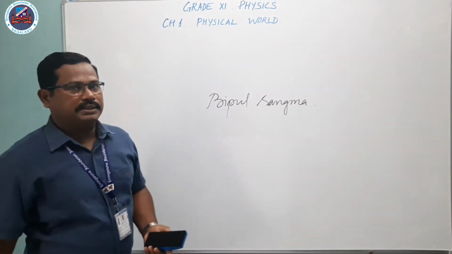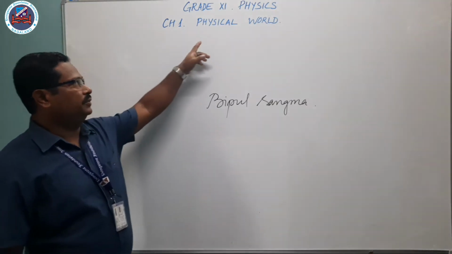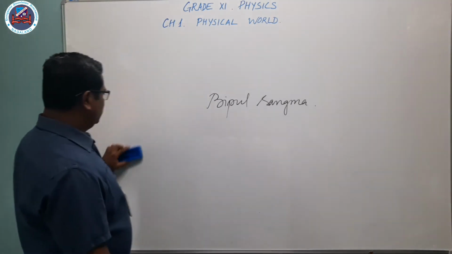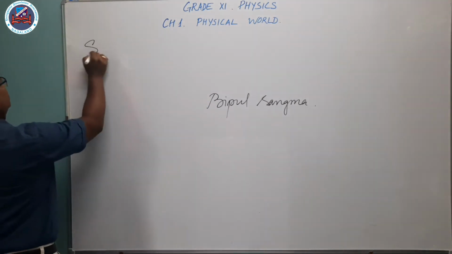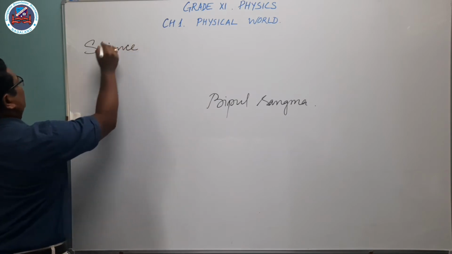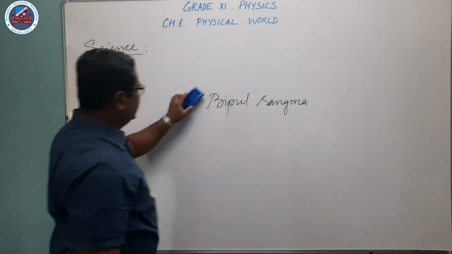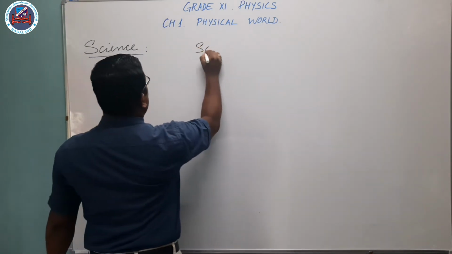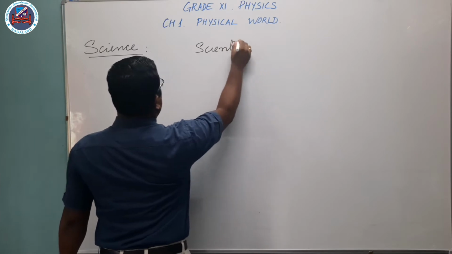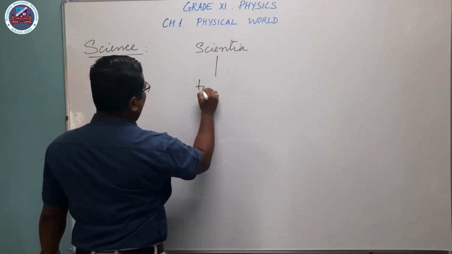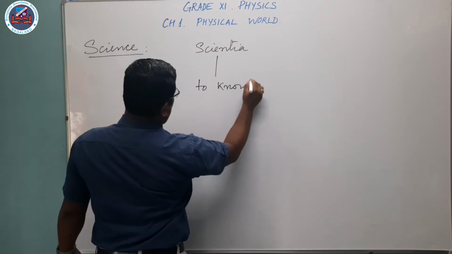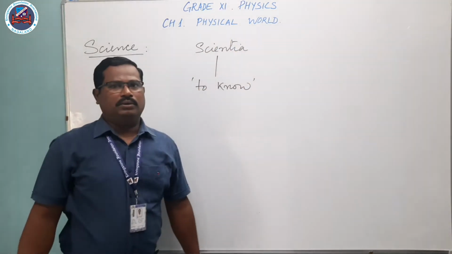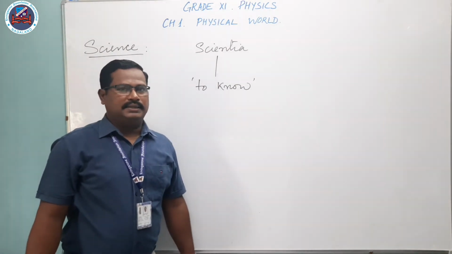Today we are going to discuss the introductory chapter, that is our physical world. To know this physical world, first of all let us see what is science. Science, the word is derived from a Greek verb called scientia, which in English means to know. And to know what? To know about our physical world, that we call science.